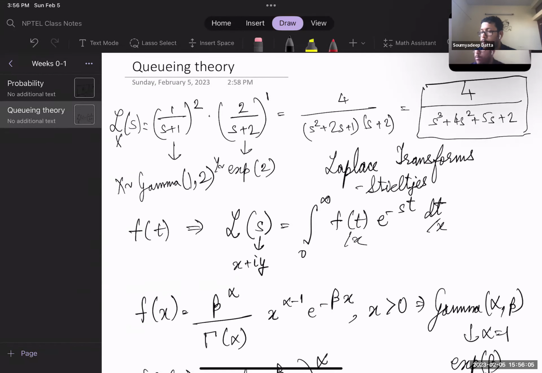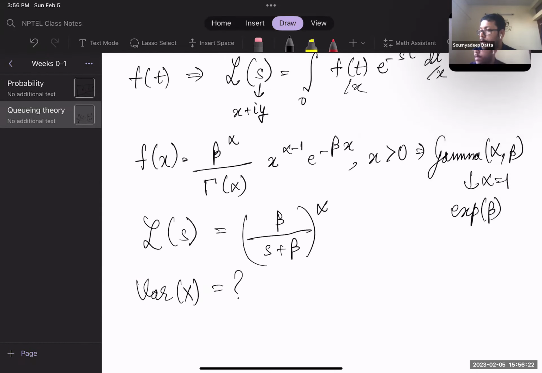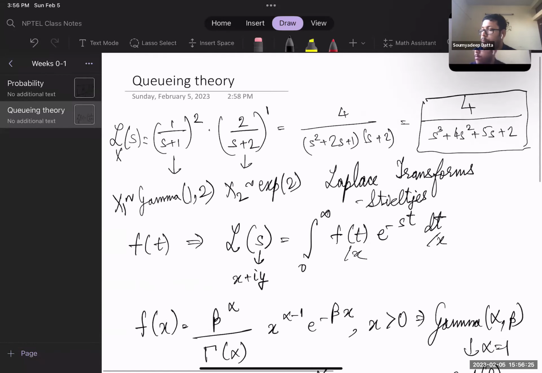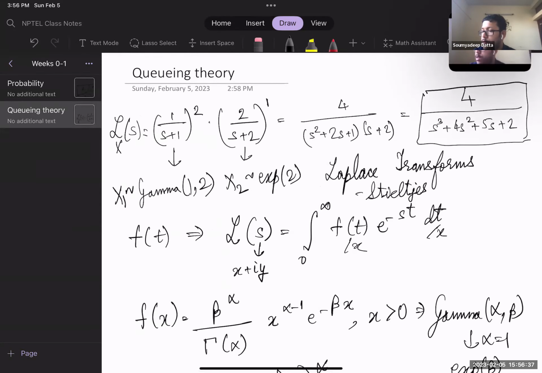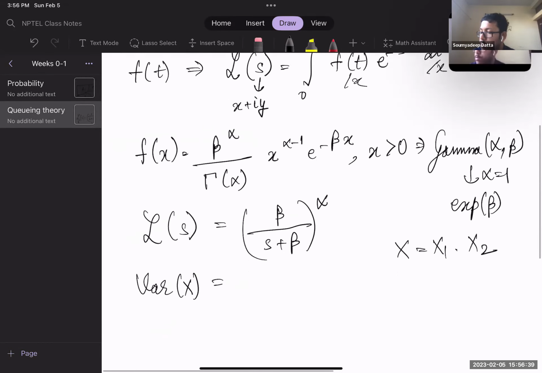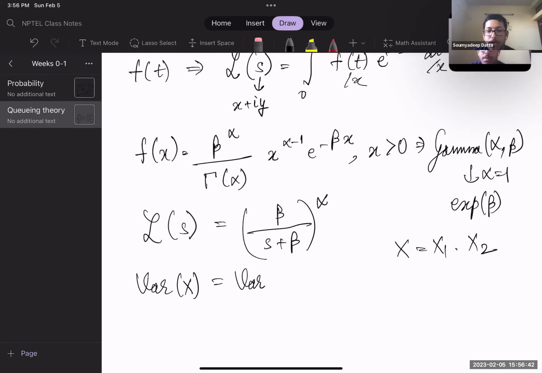Actually, here I shouldn't be conflicting notations. Let's say x is composed of x1 and x2. I have two random variables, x1 and x2, which is exponential of 2. And so x is nothing but x1 plus x2. Sorry, x is x1 plus x2 actually.